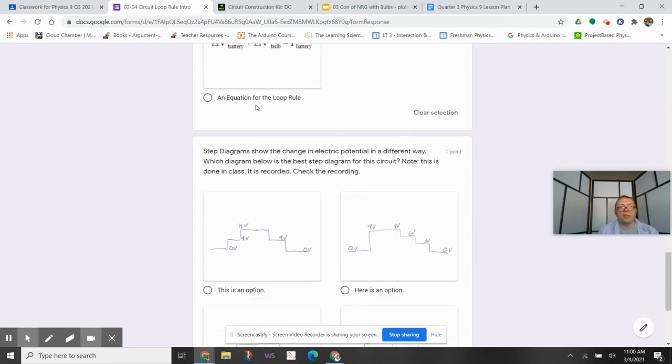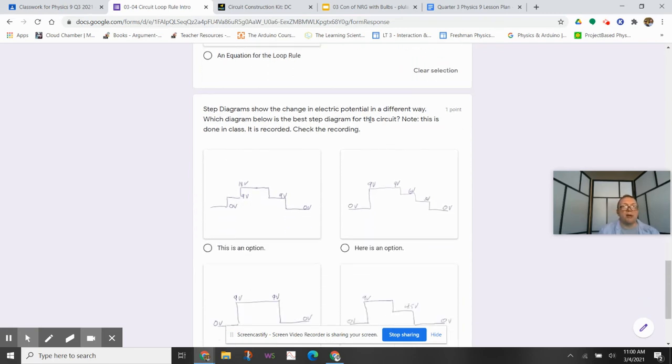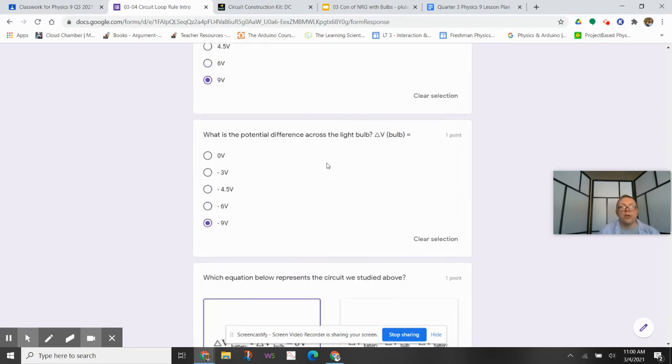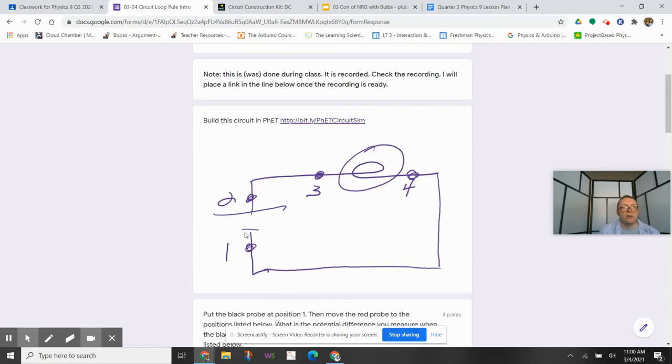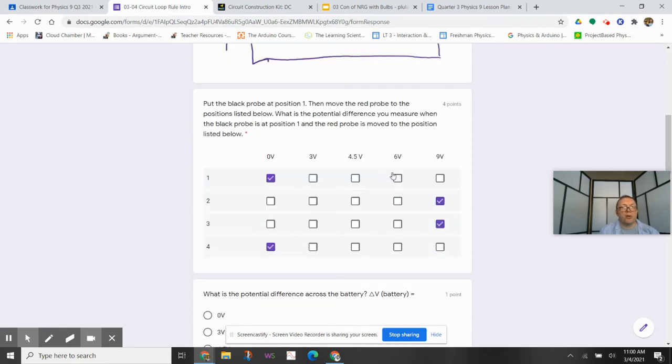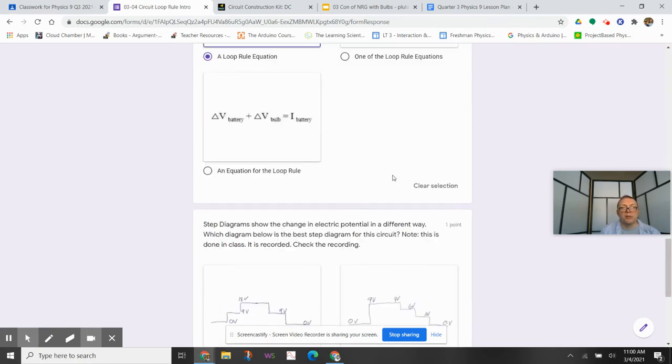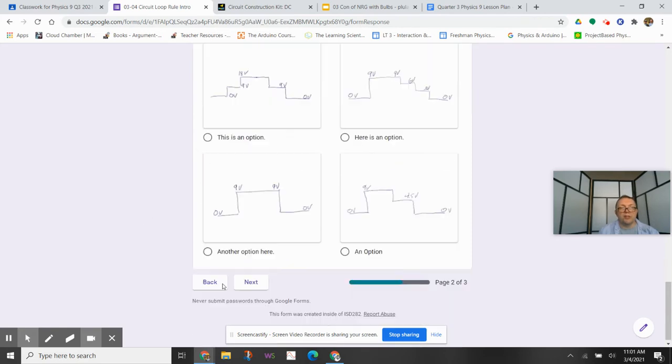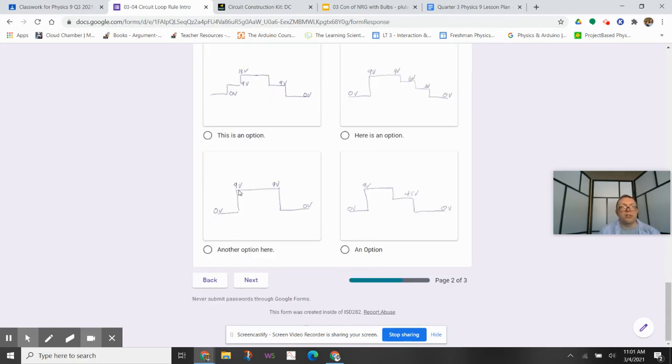I want to make sure we do this last part here. This says a step diagram. So what we're doing here is we went from 0 volts up to 9, and then back down to 0. So our step diagram for this is one that starts at 0, goes up to 9 because the battery gives it potential. We're at 9 volts, and then that bulb uses 9 volts. The bulb takes 9 volts of potential from the charges. We go back down to 0 there.